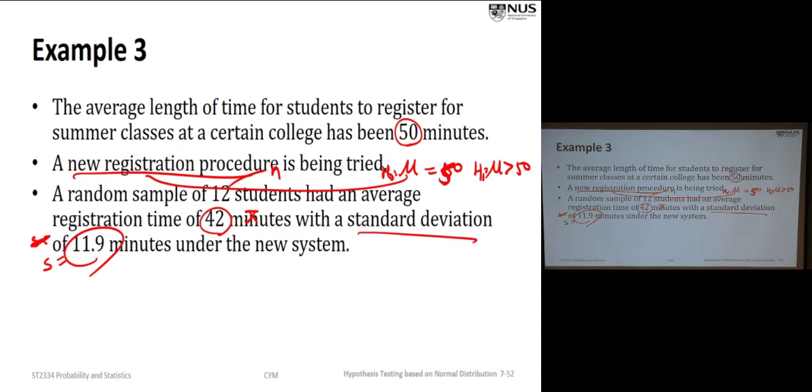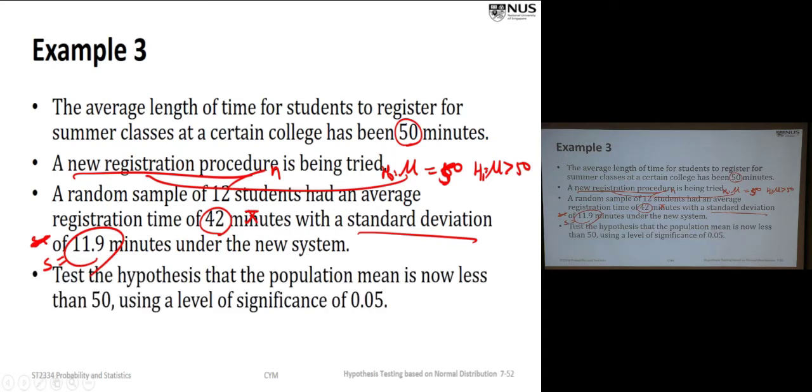We are told that alpha is 0.05, and in fact, I'm sorry, I did not think carefully. I mentioned it, but what I wrote down is wrong. I said that it should be less. Better means you have a shorter time for registration, so mu should be less than 50. I can still correct it in the exam, but once you submit it, you cannot correct it. So make sure that you understand. You want it to be better.